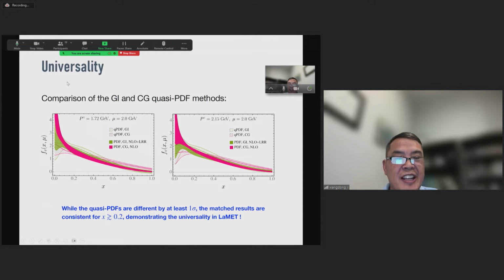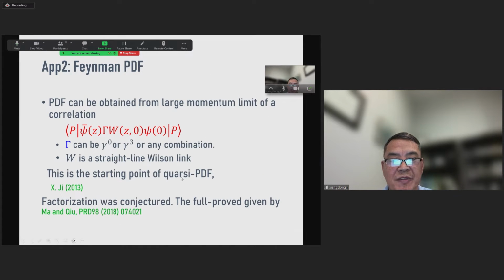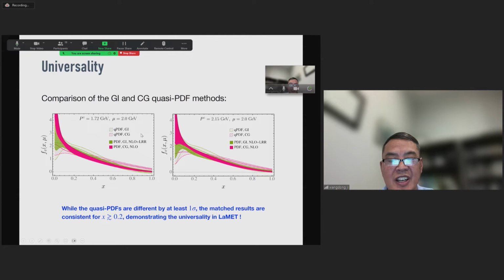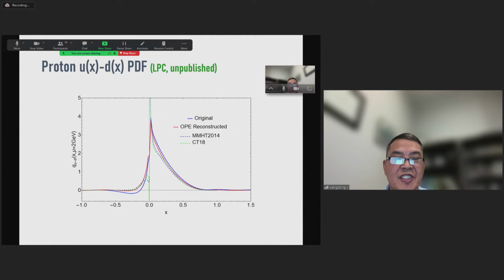And so here is an example of a universality study. Yong from Argonne National Lab also studied, apart from this standard quasi-PDF correlator, a simple side-by-side correlator in Coulomb gauge. And so they wanted to go to large momentum and do the matching and compare with this gauge invariant form. And they found that when the momentum gets pretty large, like 2 GeV or so, the results are very similar. So that's a demonstration of universality.